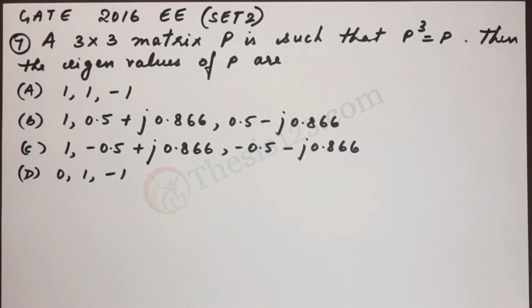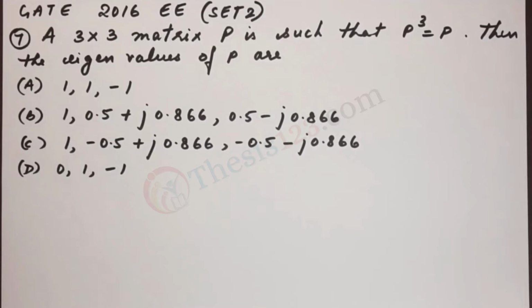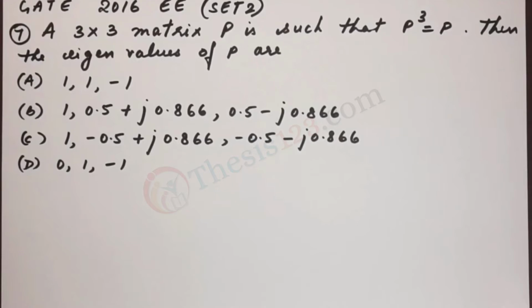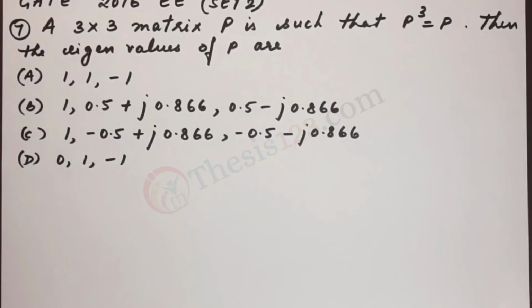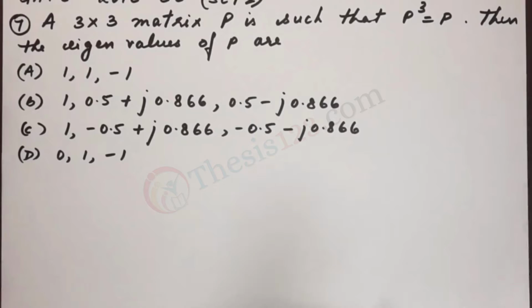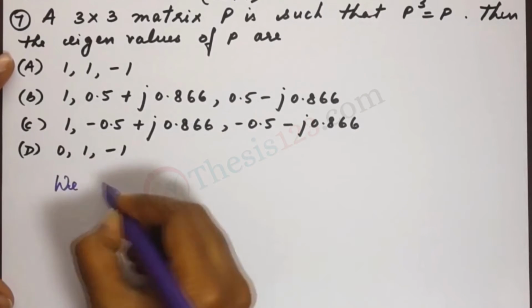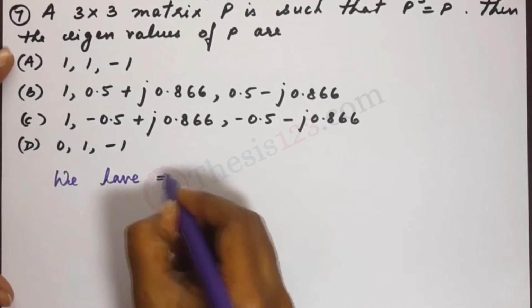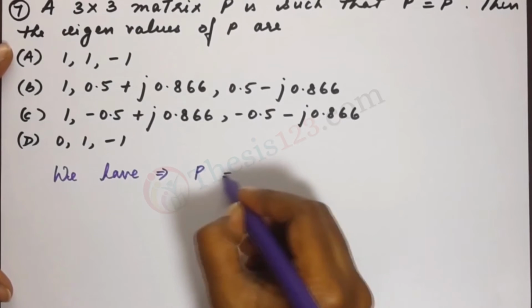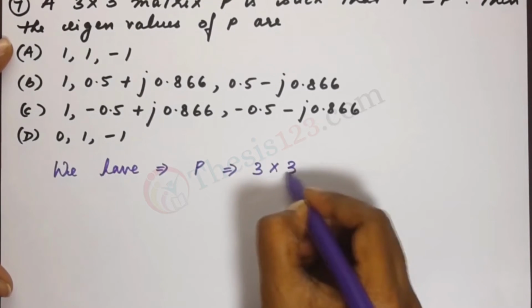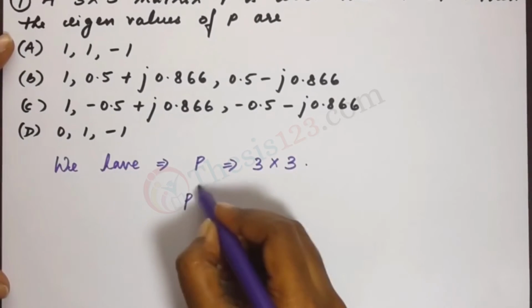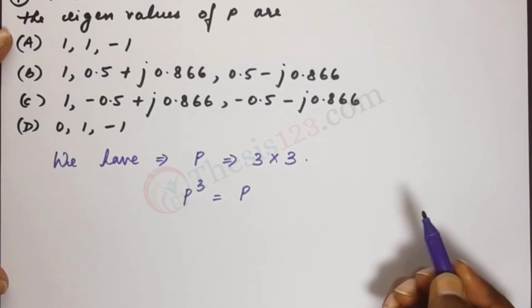Here's the next question, number 7. A 3 by 3 matrix P is such that P cubed is equal to P. Then the eigenvalues of P are, so we have our 4 different options. So it has been given to us that P is a 3 by 3 matrix, and also P cube is equal to P.